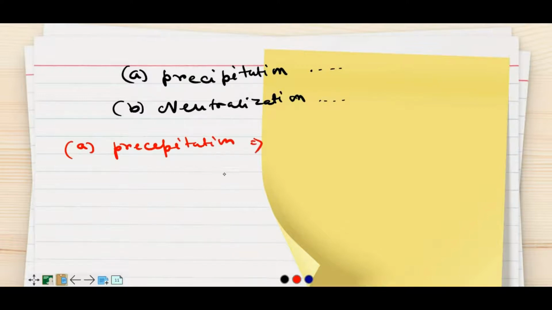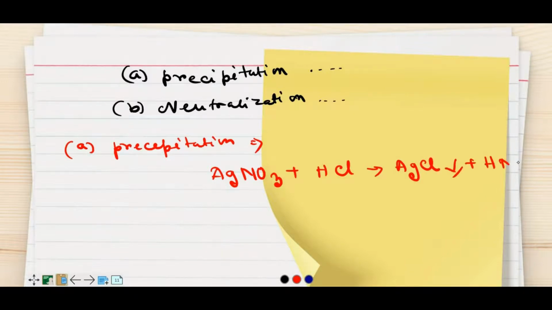So we told you earlier that if HCl is added to silver nitrate, it will form AgCl and nitric acid. And we told you earlier that AgCl is not soluble in nitric acid, and that's why the precipitation is generated. And neutralization reactions are nothing but acid-base reactions.